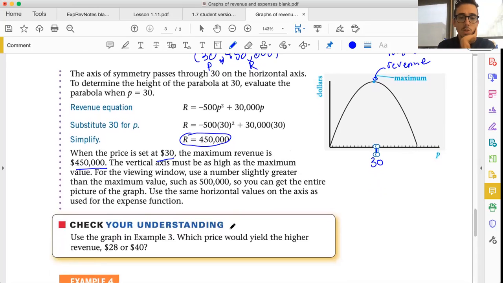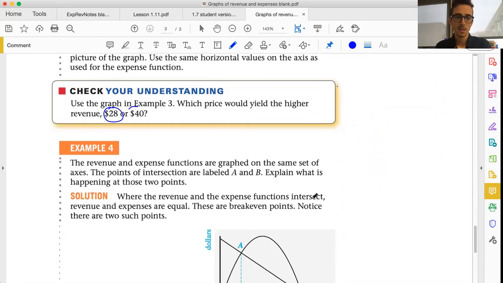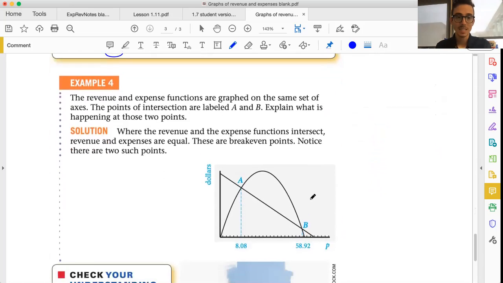When asked which price would yield the higher revenue, 28 or 40, that's something interesting. I'm going to guess 40. It's like, I'm going to guess 28. 28 is closer to the maximum. So I would guess 28 is going to be the higher revenue because it's closer to the axis of symmetry, or the maximum point if you'd like.